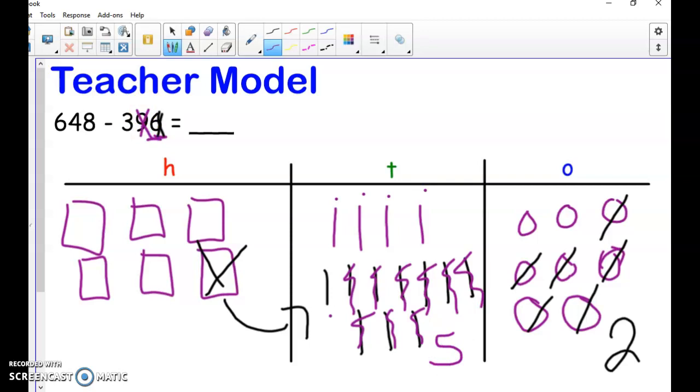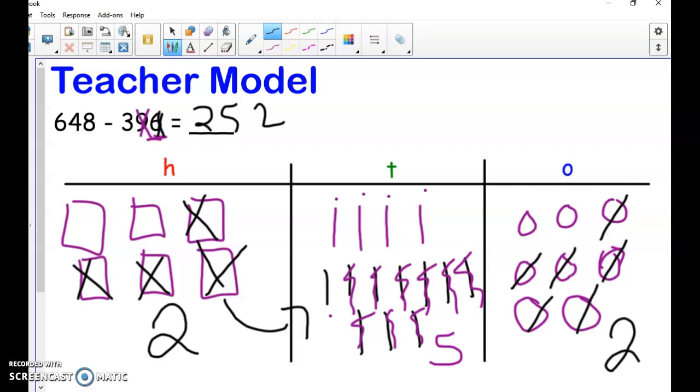And lastly, I need to subtract 3 hundreds. 1, 2, 3, and I'm left with 2 hundreds. So 648 minus 396 is equal to 252. All right, now it's time for us to move on to our guided practice problems.